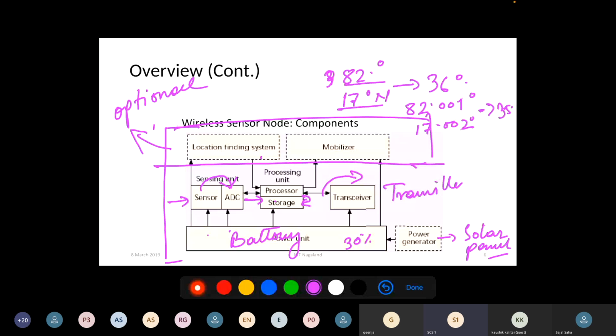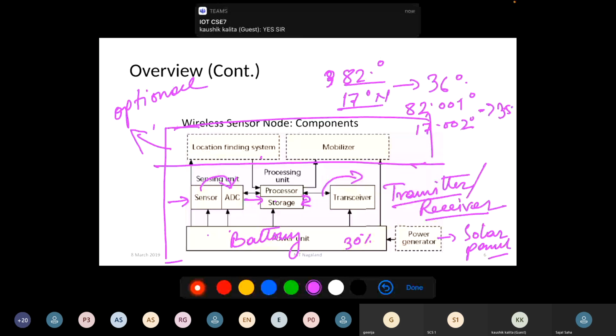Is this clear, or shall I explain it again? Is this clear, students? Is it okay, students?